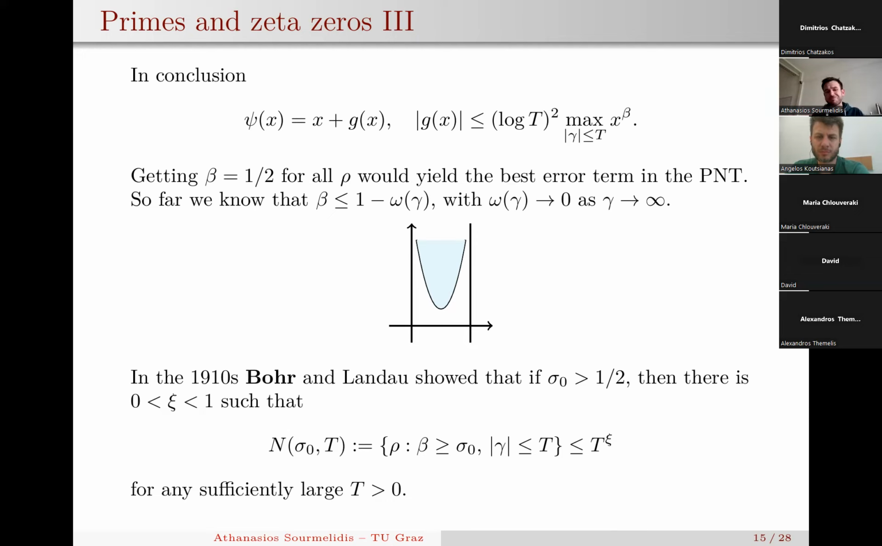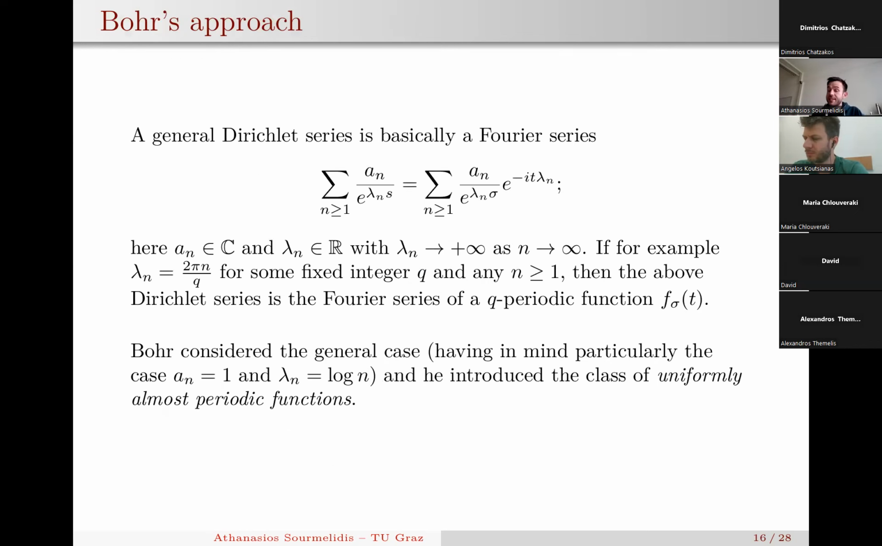He was a mathematician. And Bohr had the following idea to tackle the Riemann hypothesis. He observed that the general Dirichlet series, where we don't have n to the s, we have e to the lambda n times s, which is a more general case, can be written as, is actually a Fourier series, right? You have some coefficients times some frequencies. So if we take the special case where the frequencies are 2 pi n over q for some fixed integer q, then this represents the Fourier series of a periodic function.